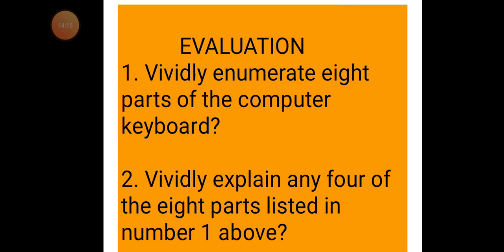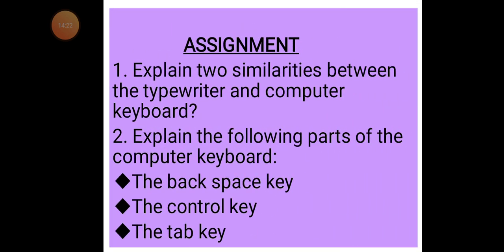With that, we'll take an assignment which shall be submitted next week. Number 1, explain 2 similarities between the typewriter and computer keyboard. We have 2 special machines, the computer and the typewriter, and since they both have keyboards, just give us the similarities between these two. Number 2, explain the following parts of the computer keyboard: the backspace key, the control key, and the tab key.